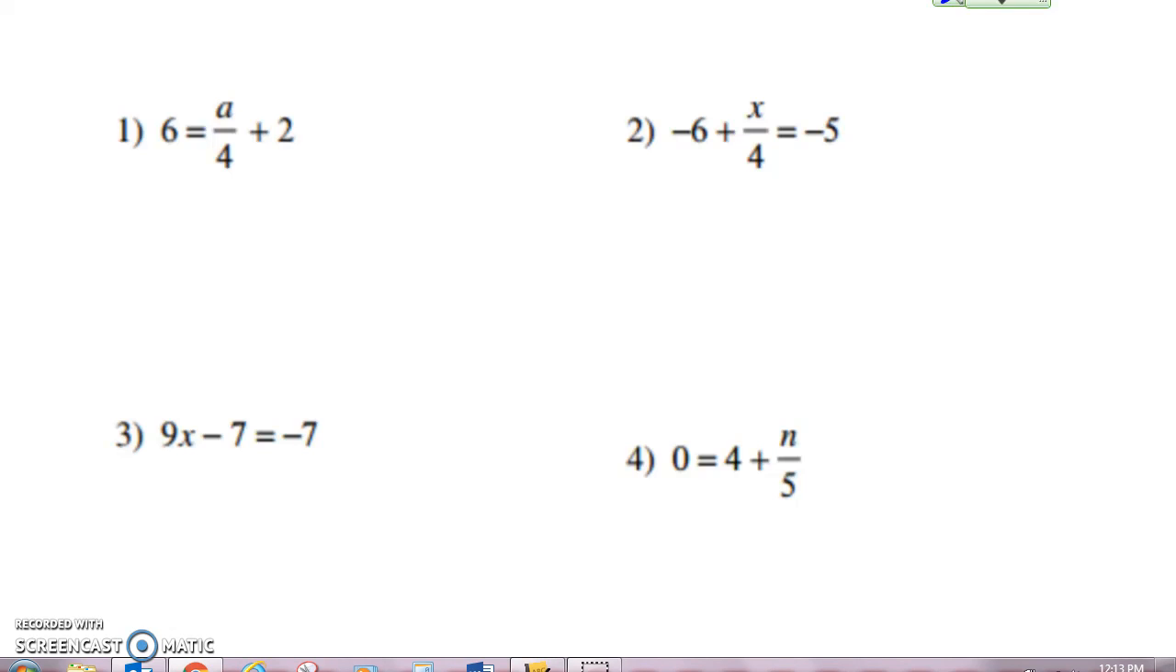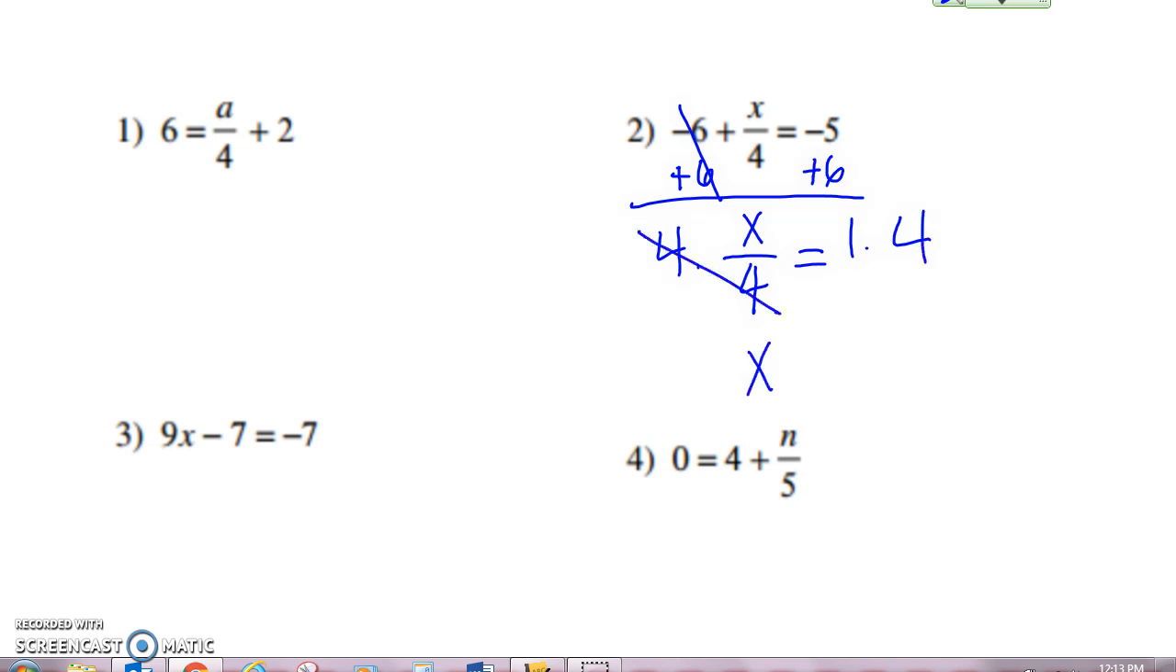All right, I'm going to talk through this one with you. The first thing we want to get rid of is this -6. We're going to add 6 on both sides. Those cancel. We bring down x over 4. -5 plus 6 is 1. Okay, here we see a fraction. Do we panic? No. Remember that when we have x over 4, that means x divided by 4. So what's the inverse operation of dividing by 4? It would be multiplying by 4. So I use that multiplication property of equality, multiply by 4 on both sides, I get x equals 4. Okay?